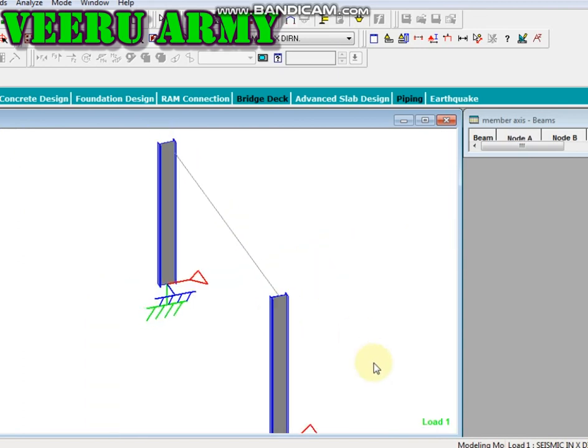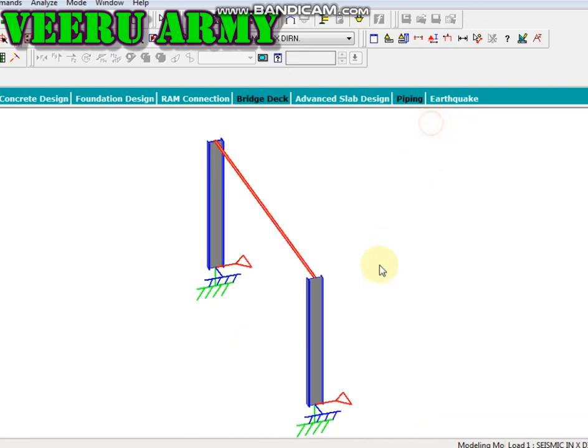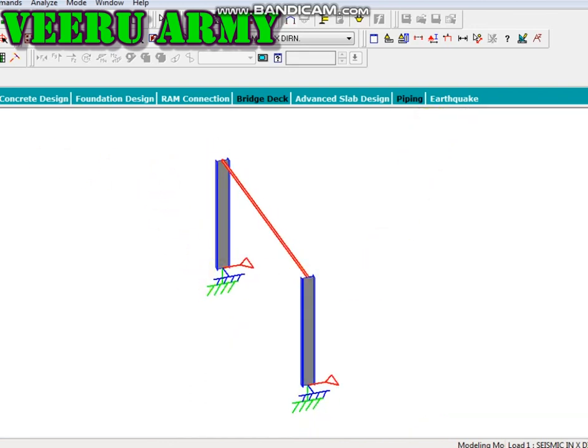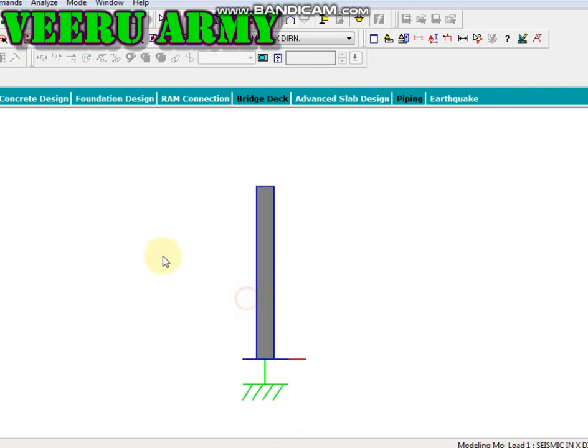Okay, so these are the simple points I can explain in this lecture, and what I am explaining in this lecture is as per the American code, and another lecture will be coming soon on the Indian design code parameters.